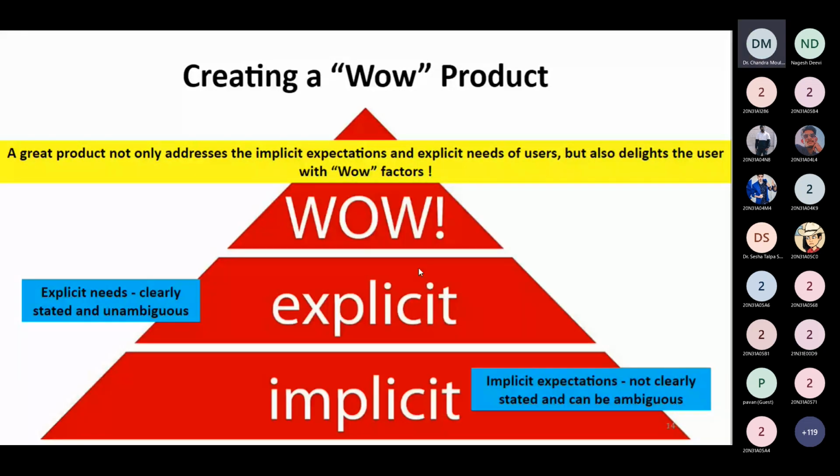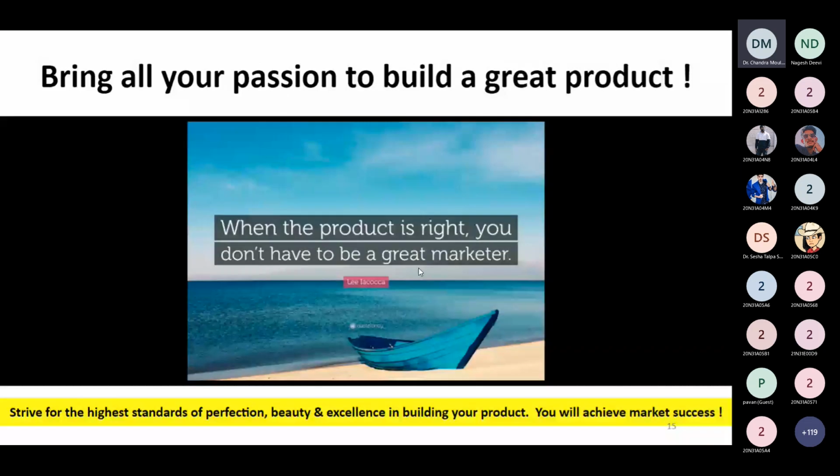Which can solve explicit needs, clearly stated and unambiguous, and implicit expectations, not clearly stated and can be ambiguous. The implicit ones will be the very least priority. So bring all your passion to build a great product. When your product is right and has the quality, and if you're solving the right problem, and it has the aesthetics, accessibility and affordability, then definitely your product will gain a lot of scope in the market.